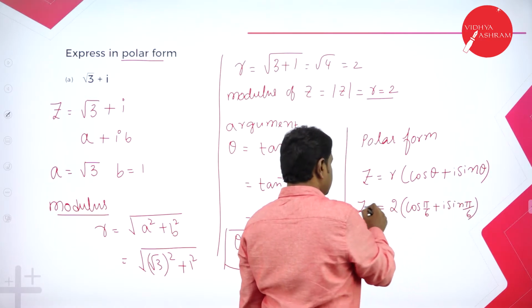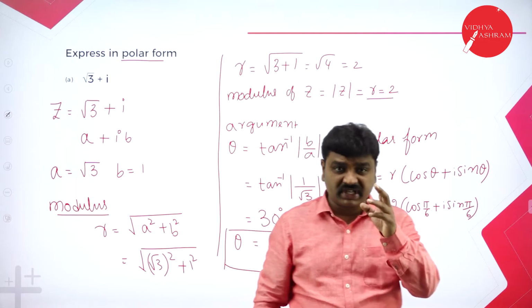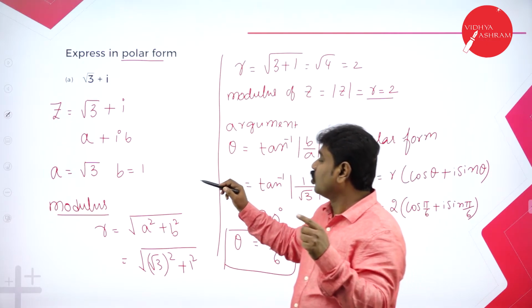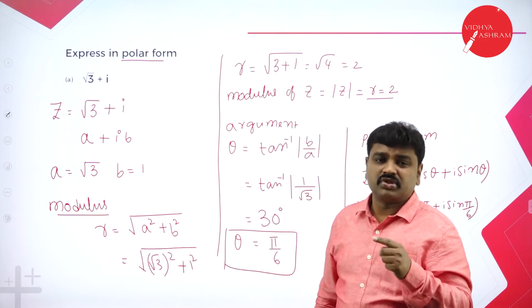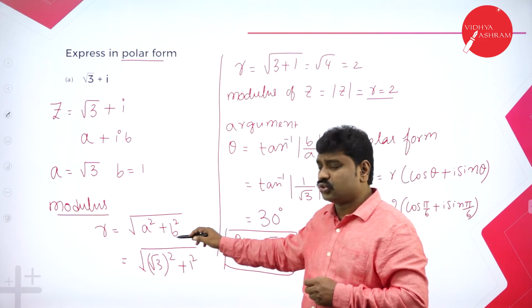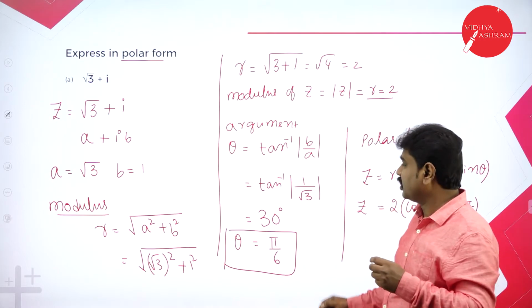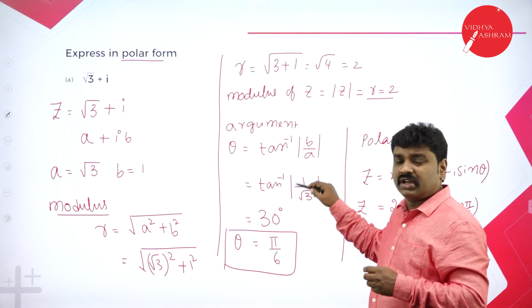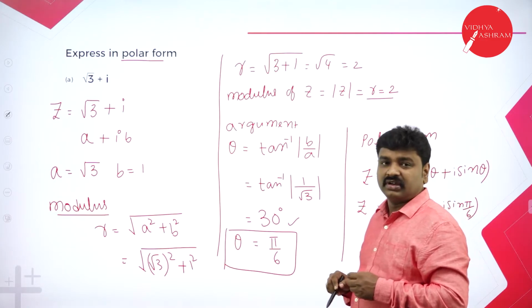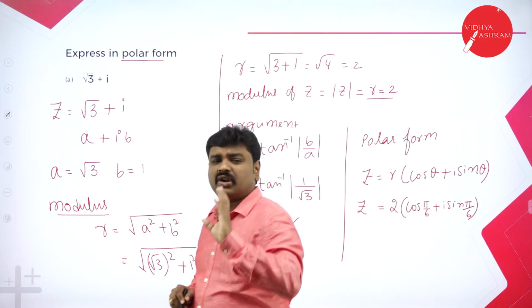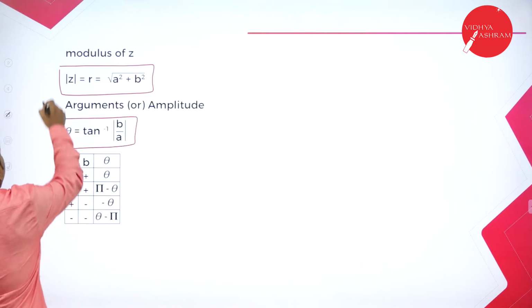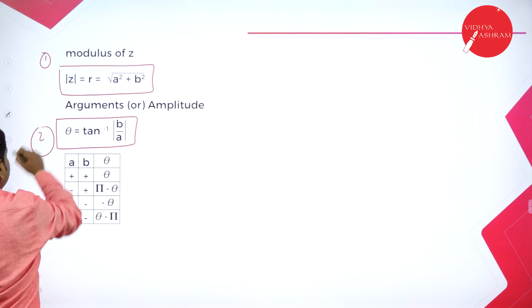So my dear students, if you want to express the given number in polar form, first you should know how to find the modulus. How to find the modulus? Root of a square plus b square. Then you should find the amplitude. What is amplitude? Tan inverse b by a. In the tan table, where will you get 1 by root 3? You will get 1 by root 3 at 30 degrees. So first become thorough with the modulus formula, then the argument formula, and see the table.